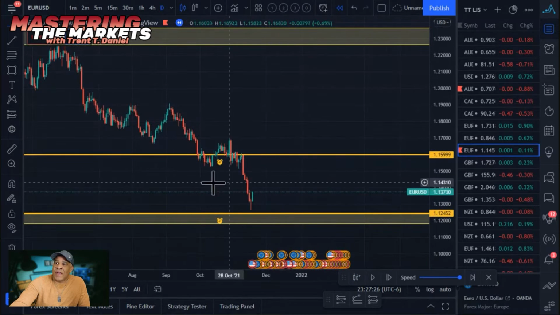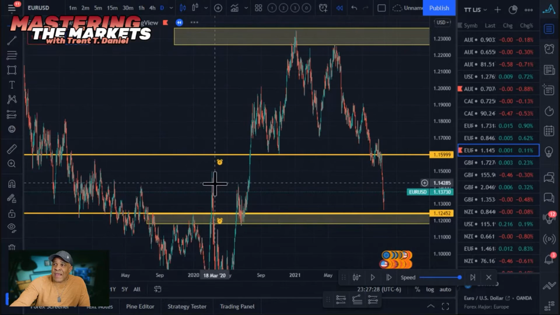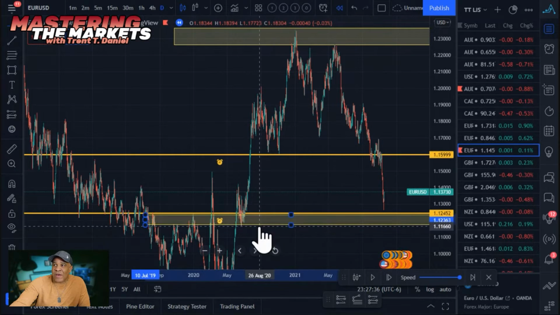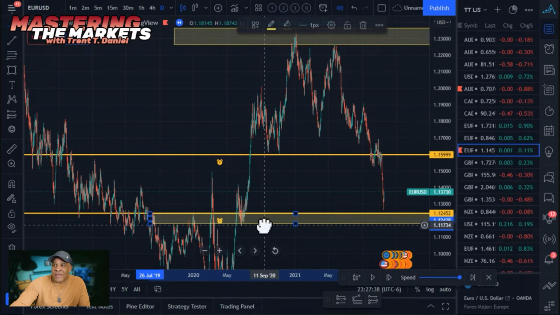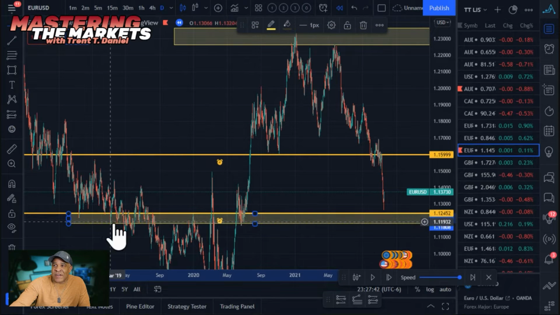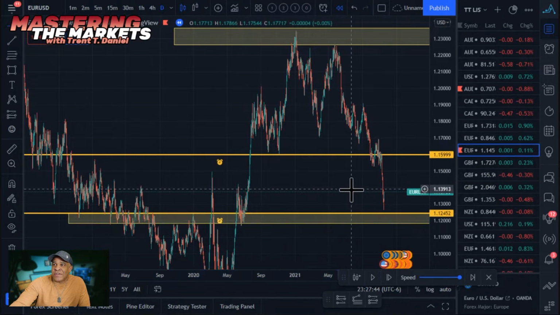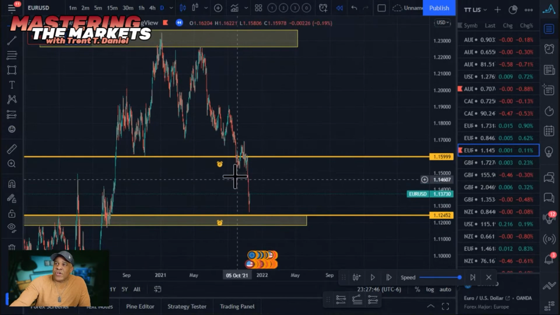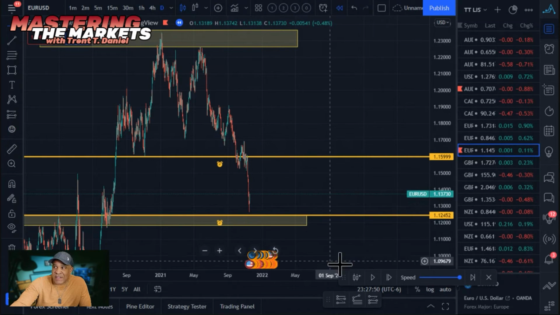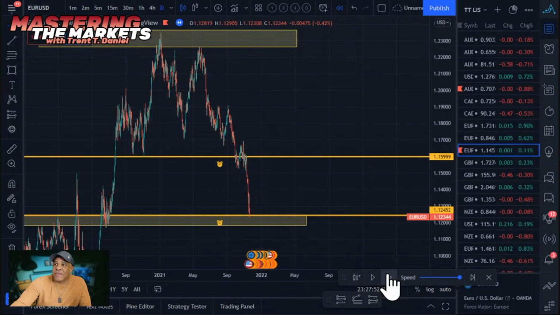I've identified this as a major zone because of the movement here. Again, I haven't gotten to this yet. It would have been like that, and it would have stretched back here to capture that touch there, that one there. So this was certainly a zone of support. I set my alert because I want to know when the price gets into that zone. So let's see what happens here. We click into that.